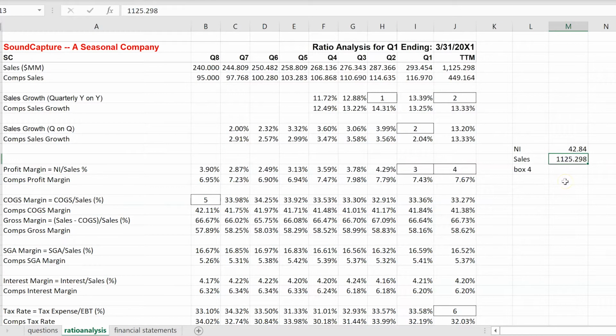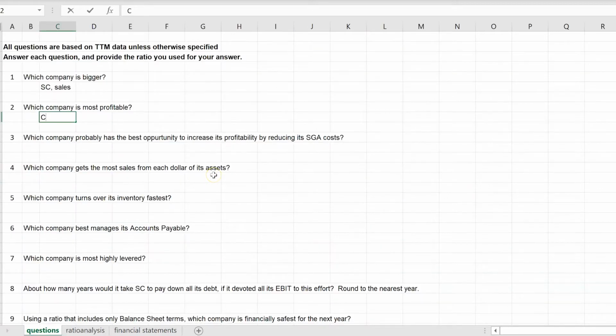All right, and to solve for profit margin, we are just going to divide net income by sales. Divide net income by sales, and we get 3.81%. And so if we compare Sound Capture's profit margin, which is what we just solved for, we can see that that is less than its comparable's profit margin, which means that its comparable company is more profitable. So go back to questions, and we'll say the comparable company, and we determine this by looking at profit margin.